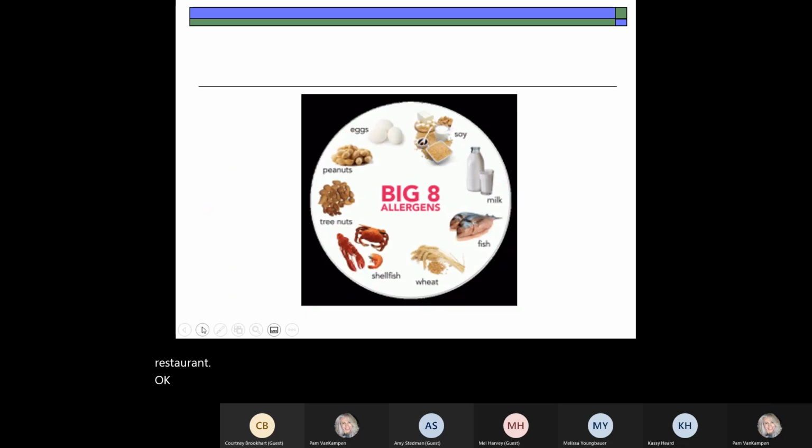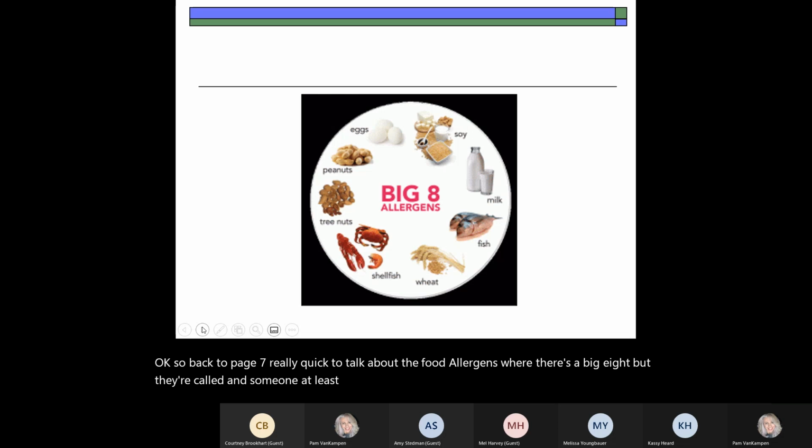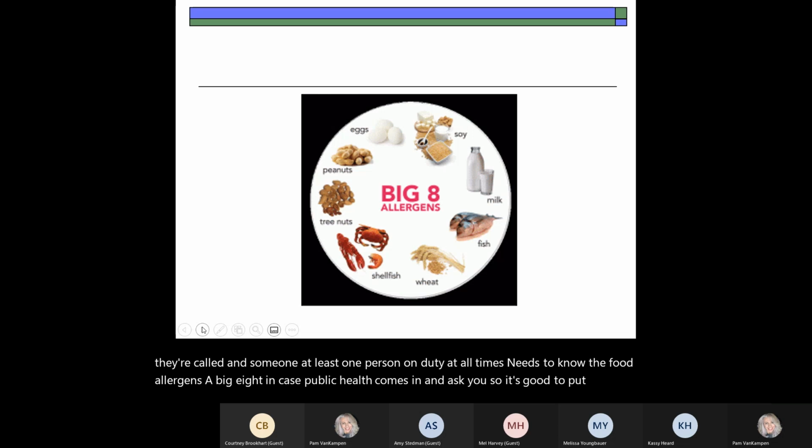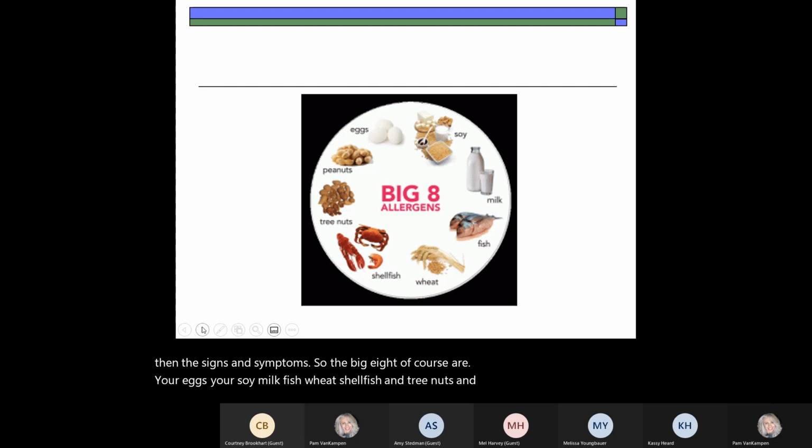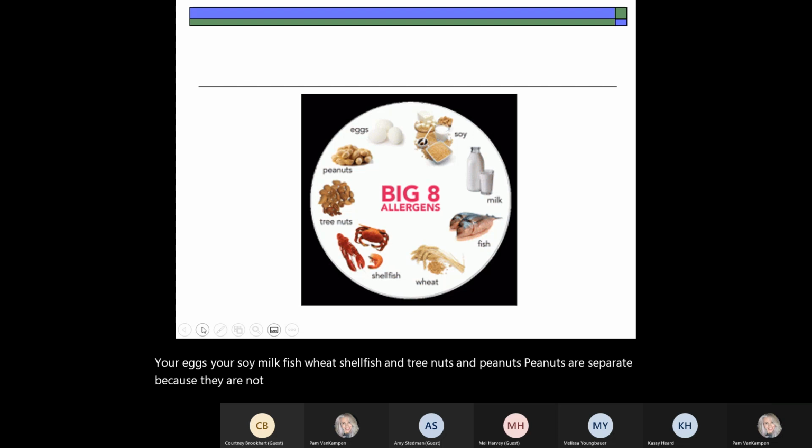Okay, so back to page 7 really quick to talk about the food allergens. There's a big 8 that they're called, and at least one person on duty at all times needs to know the food allergens, the big 8, in case public health comes in and asks you. So it's good to put up posters to remind your staff, go over what the big 8 are, and then the signs and symptoms. So the big 8, of course, are eggs, soy, milk, fish, wheat, shellfish, tree nuts and peanuts. Peanuts are separate because they are not grown on a tree. They're grown in the ground.